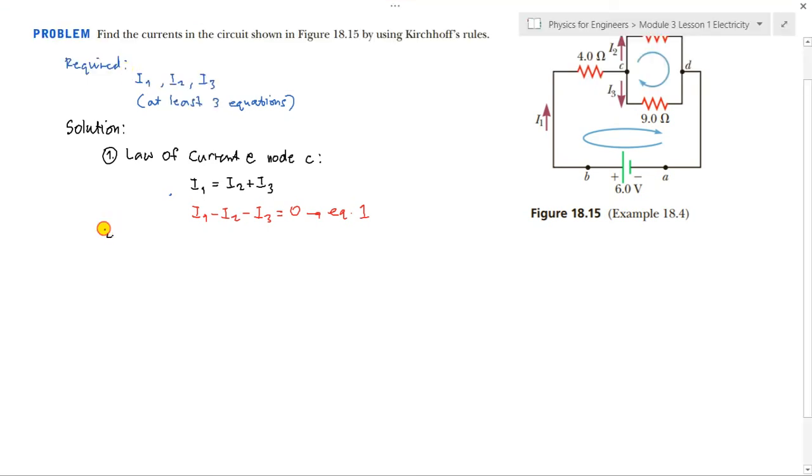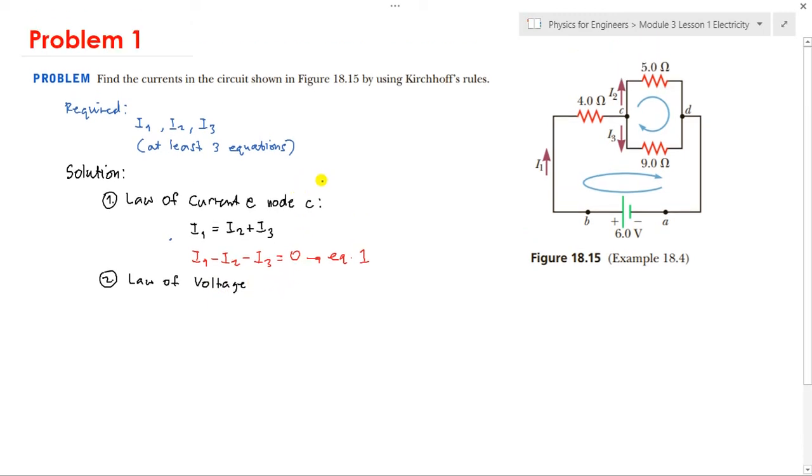So we're now using the second law, the law of voltage, in either of these 3 loops. I will choose the loop inside, the blue one, loop B, C, D, A. So loop BCDA.